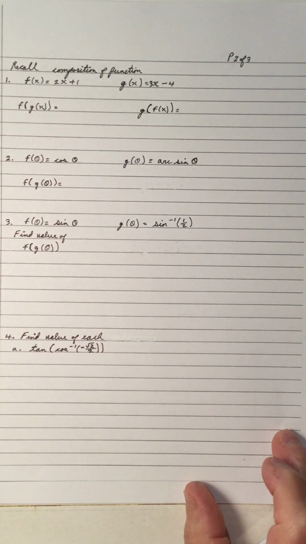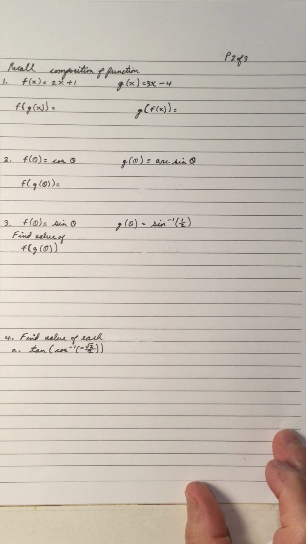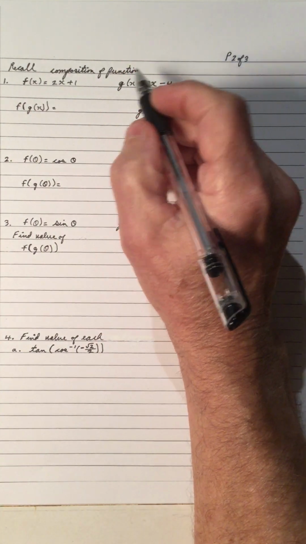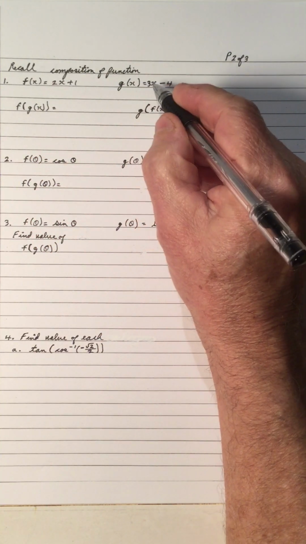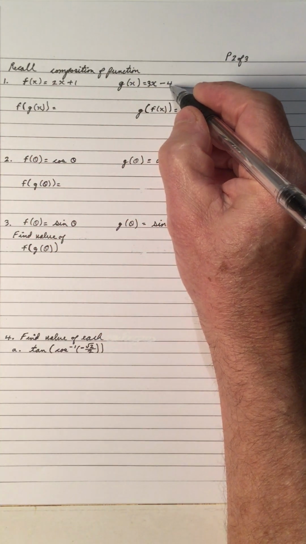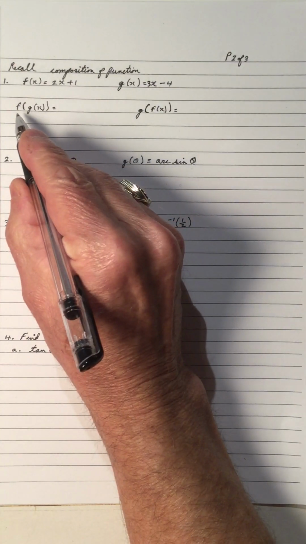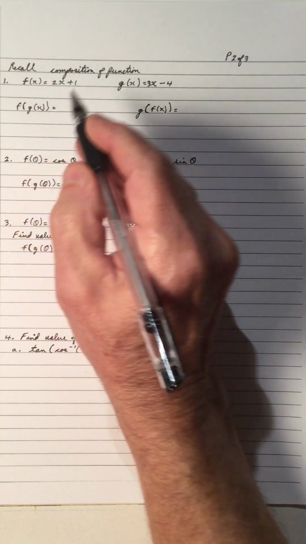Hi, welcome to my video on the composition of trig functions, number 1. Let's recall the composition of functions. f of x equals 2x plus 1, and g of x equals 3x minus 4. Let's look at f of g of x.